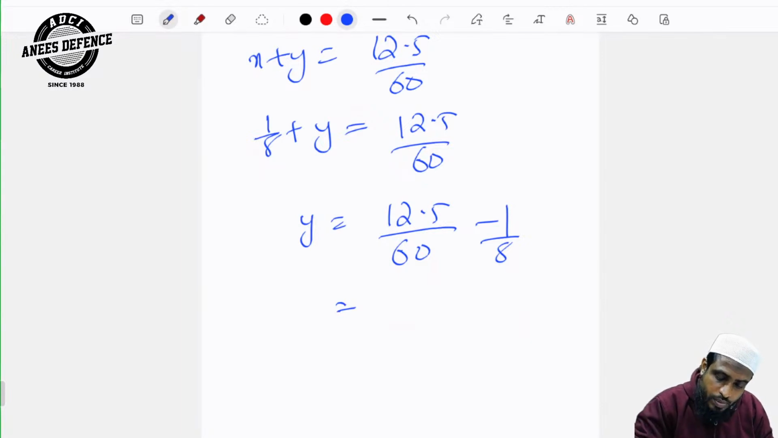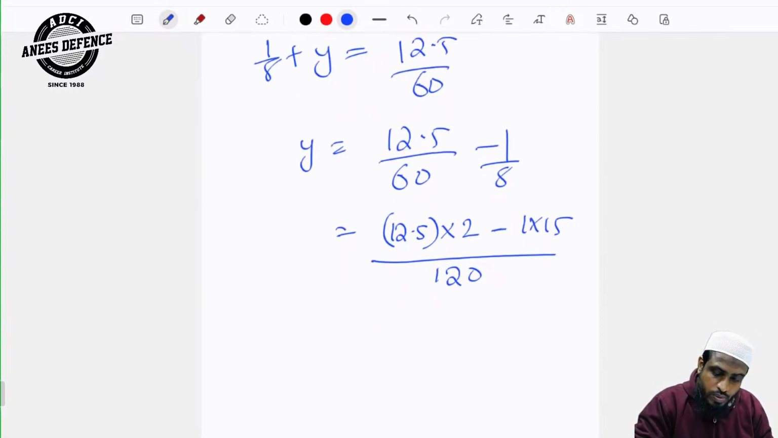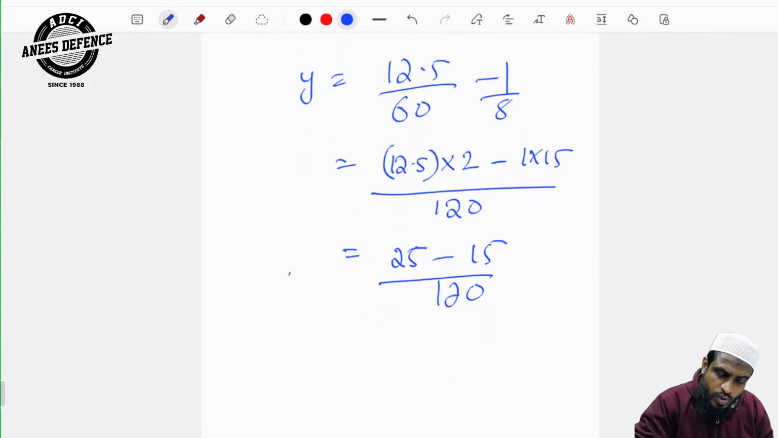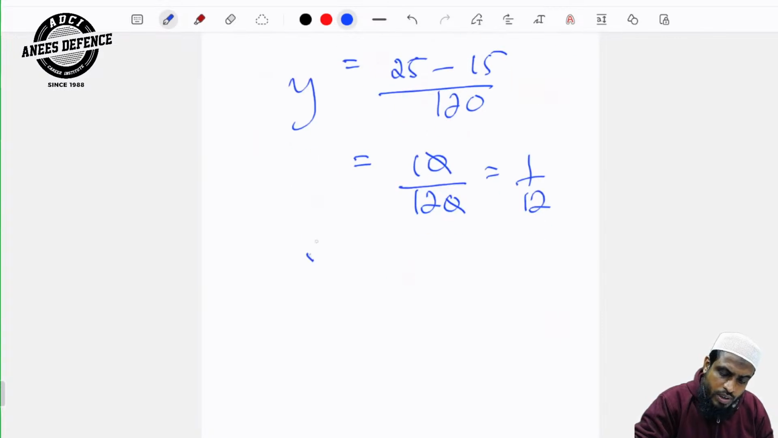So 12.5 into 2 minus 1 into 15, divided by 120, because the LCM is 120. So 12.5 into 2 is 25, minus 15, by 120. So y equals 10 by 120, that is 1 by 12. So y, which is 1 by v, equals 1 by 12. So v equals 12.